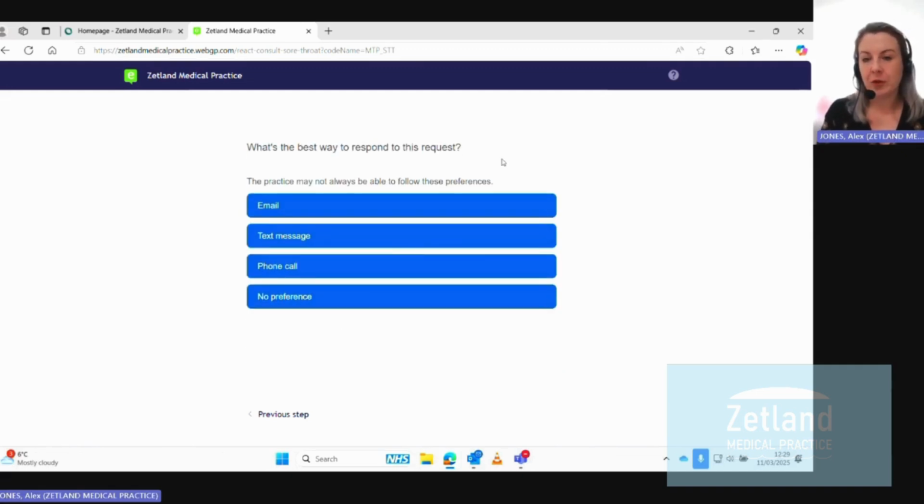So you can say how you want us to get back to you. So it might be that you're working and you don't want a phone call, you want it to be a text message or an email. The only thing I would say is that if it's inappropriate to use your preferred method, we won't do that. So for example, if you've put in a depression eConsult and you've said that you're suicidal, I'm probably not going to text you, I'm going to call you. And that's just because it wouldn't be appropriate to sort of have that conversation via text.